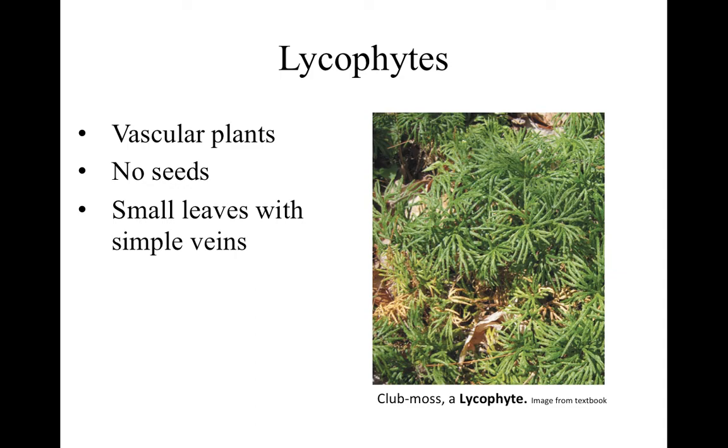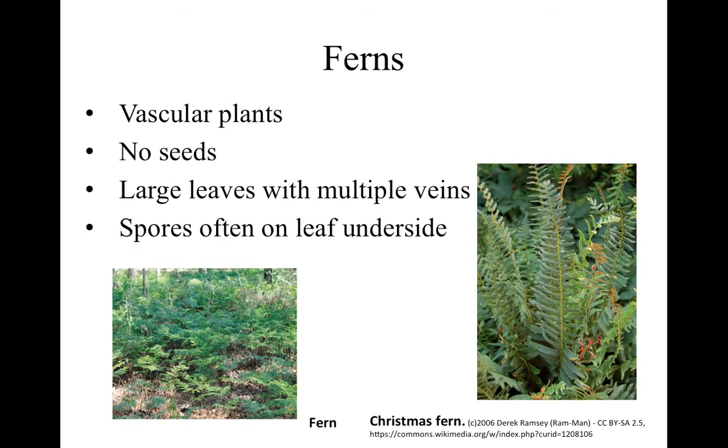The next group was the lycophytes. These, unlike the bryophytes, are vascular plants. However, similar to the bryophytes, these still do not have seeds. And what's going to distinguish them from the ferns is that they have only very small leaves with simple unbranched veins. So you can see these segments here that look kind of leaf-like. These are actually stems covered by very small scale-like leaves, and each one of those scale-like leaves has only one small vein.